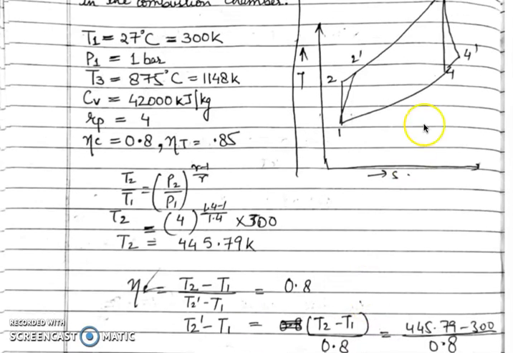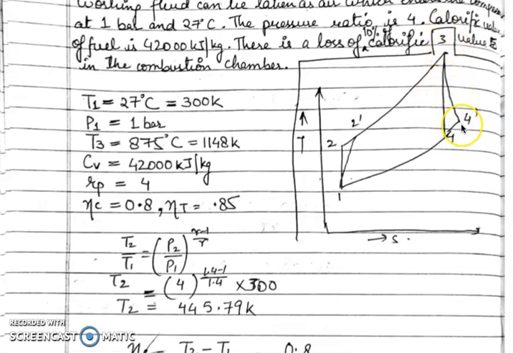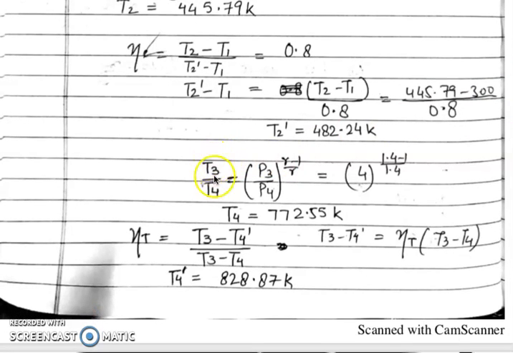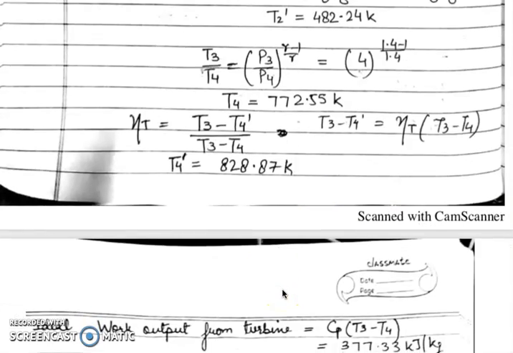Now applying a similar methodology for the process 3 to 4 and further for 4 dash, we apply the same formula. T3 by T4 is equal to P3 by P4 raised to the power gamma minus 1 upon gamma. Putting the pressure ratio equal to 4 and gamma equal to 1.4, we get T4 as this, and then we apply the formula for turbine efficiency, which is actual upon ideal temperature differences. So actual is T3 minus T4 dash and ideal is T3 minus T4, where we know T3, which is given in the question, we know eta T, and we know T4 as we have calculated it here. So T4 dash will be calculated from here and it will be 828.87 Kelvin.